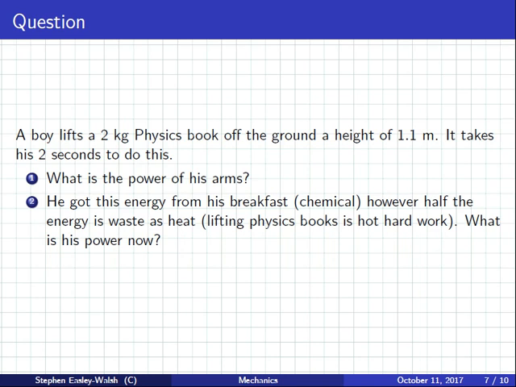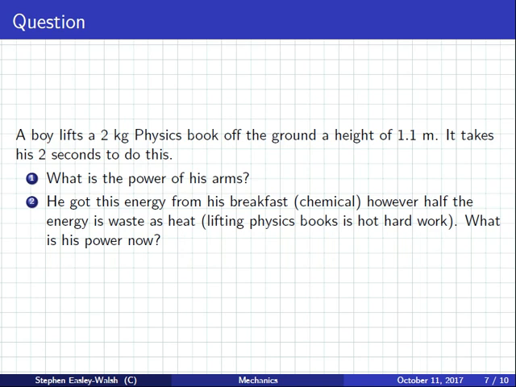I think the answer will be about 10 joules, 10 watts. But can you calculate for this? 10.8. Okay. Yeah, it's 2 times 9.81 times 1.1 over 2. So the 2's cancel and it's 9.81 times 1.1. So what did you say that was? 10.8 watts, yeah.